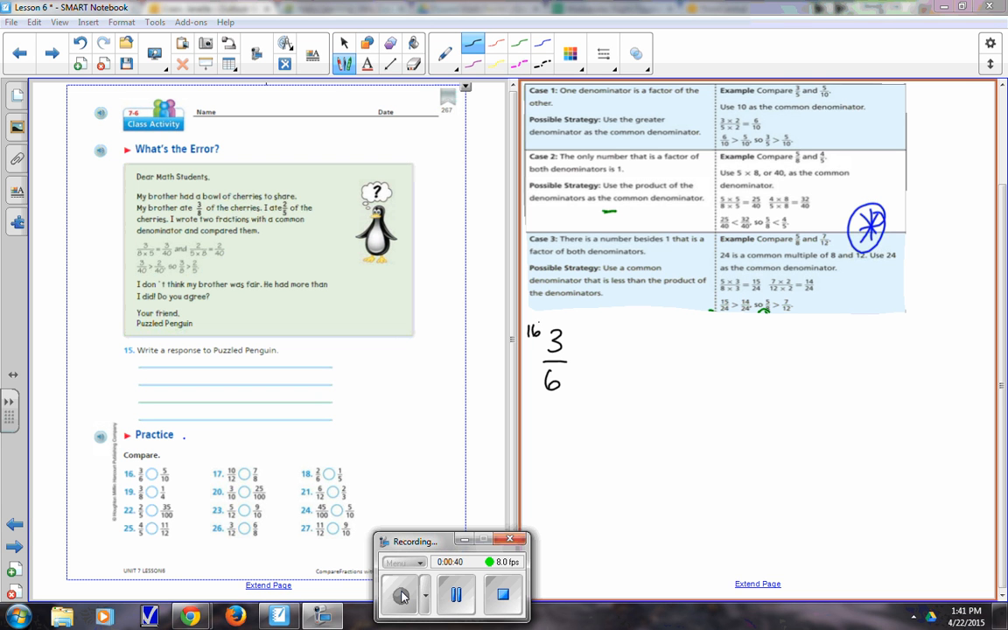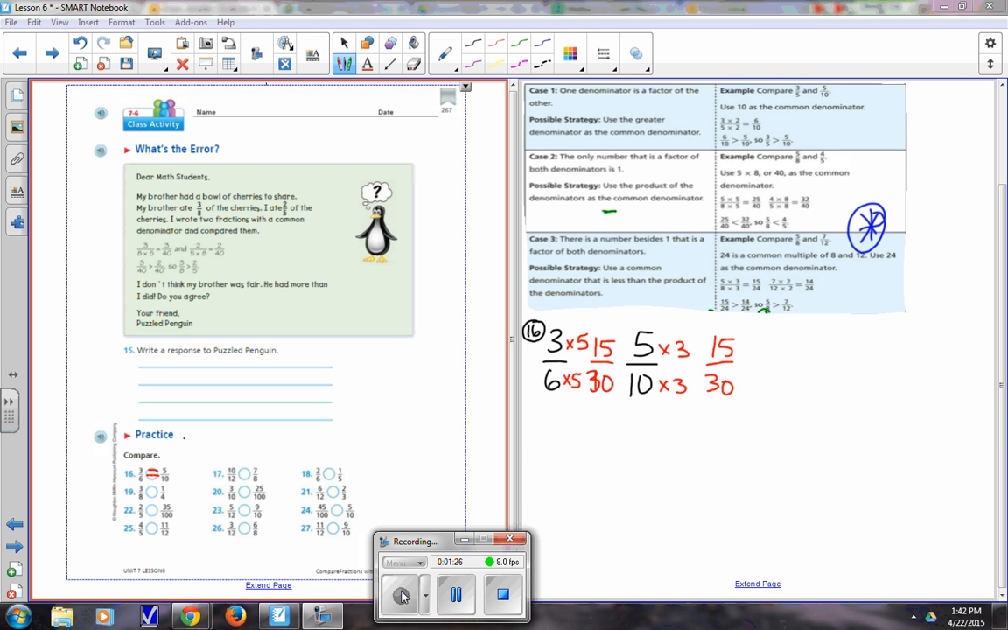So if I'm doing number 16, I have 3/6 and 5/10. What number can I get to 10? I can't get 6 to 10. I can't get 6 to 20, 10 times 2. I can't get 6 to 30. I can. Yes, I can. Times 5, times 3, times 5, times 3. I have 15 thirtieths, and I have, look at that, 15 thirtieths. So 3/6 is equal to 5/10.